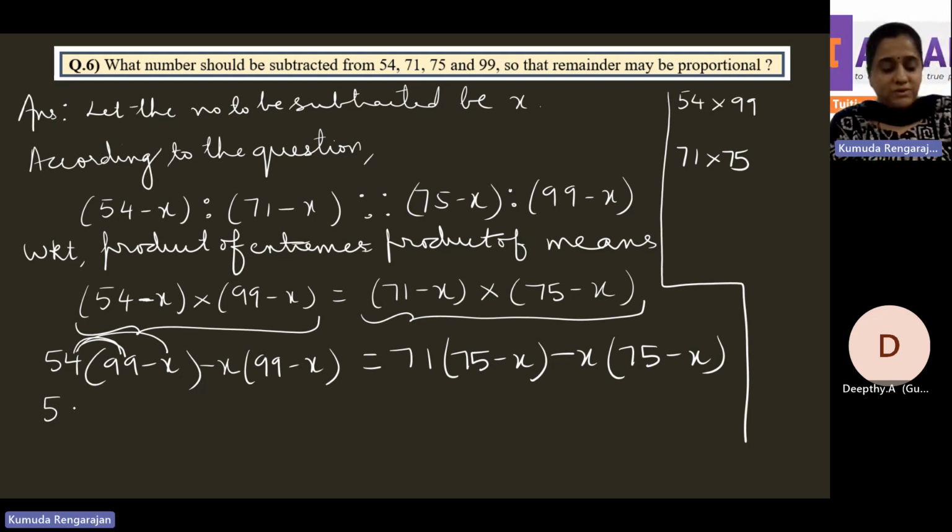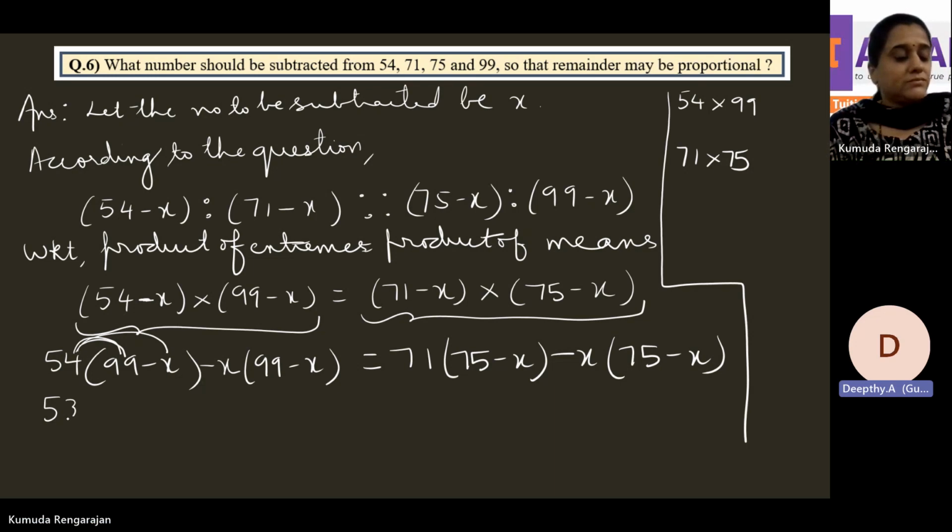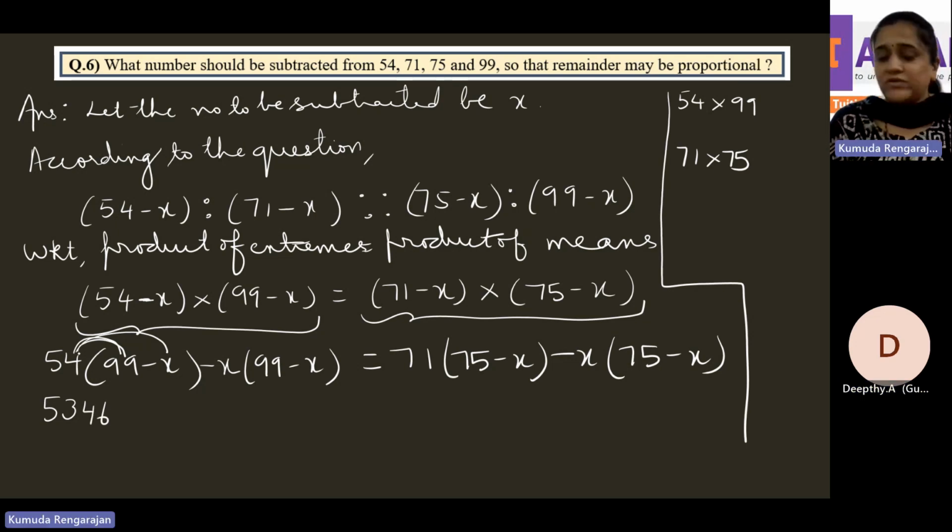What's the answer, Deepthi? Ma'am, for 54 into 9, right? Yeah. 1 minute. I'll just take my calculation page. Yes, ma'am. 54 into 99 is 5,346. Yeah. So write that first. 54 into 99 is 5,346.